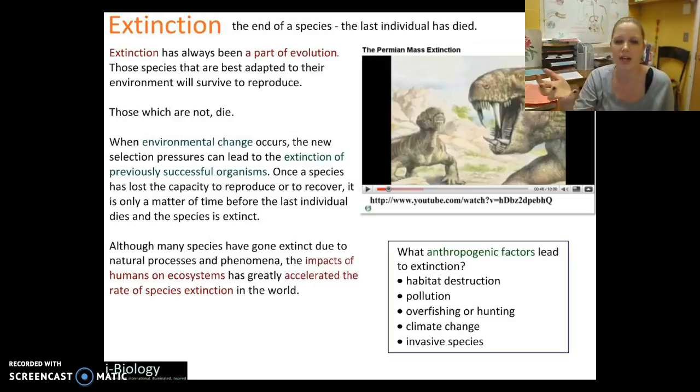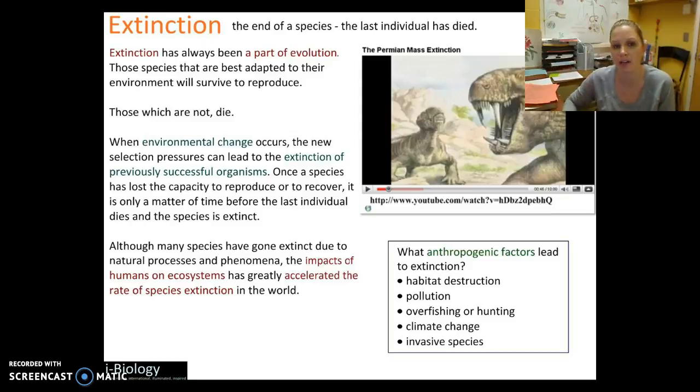So we talk about extinction all the time. Extinction's always been a part of evolution. We will talk about evolution our next unit, and essentially those that are best adapted survived and those that aren't die. We know that that's caused by competition, by lack of nutrients, by resource partitioning, by a whole bunch of different things. However, our impacts, human impacts on the ecosystem, have greatly accelerated the rate of extinction, right? So we watched that video yesterday on the Arctic and how sea ice is going out, he's finding polar bears that are dying, all of those things.